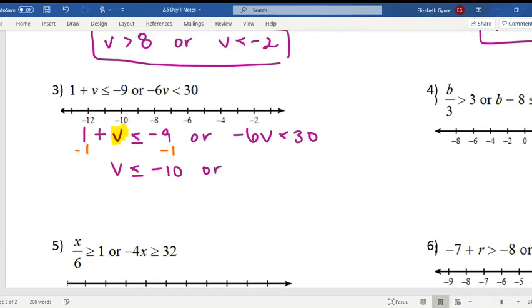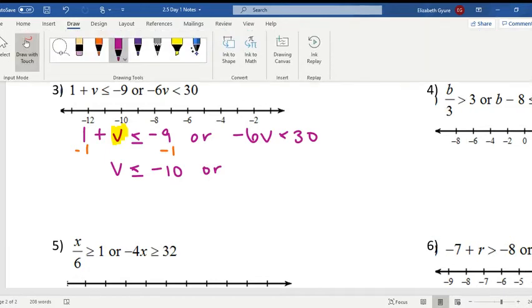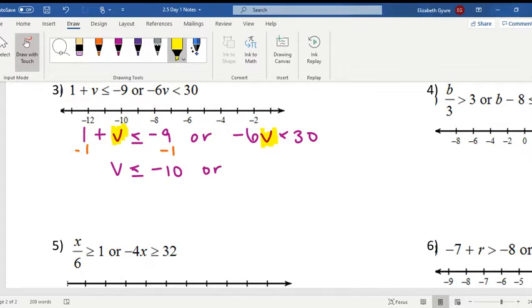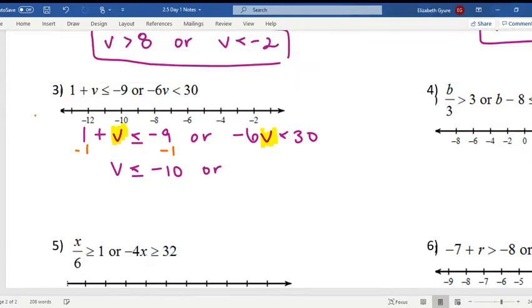Okay. Or then on the other side, we have negative 6v is less than 30. Jesse, what's our opposite operation if we have negative 6v is less than 30?